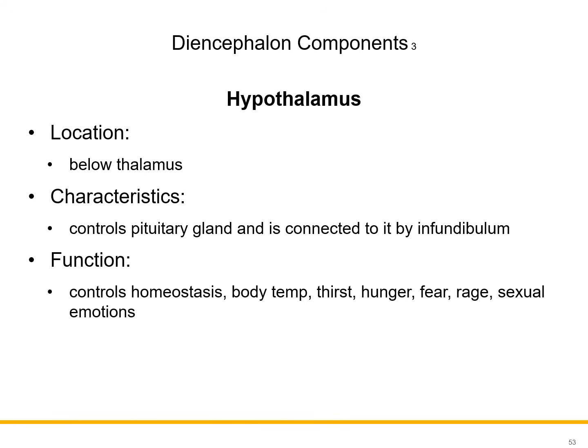So, i-recap po natin yung arrangement nila. We have the thalamus, the largest part of the diencephalon. Sa itaas ng thalamus is the epithalamus. Tapos sa ilalim naman ay yung hypothalamus.